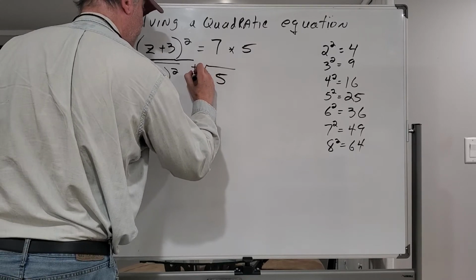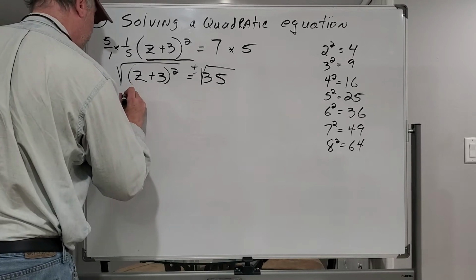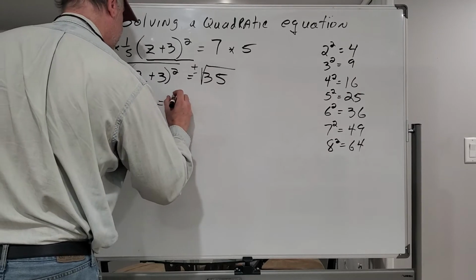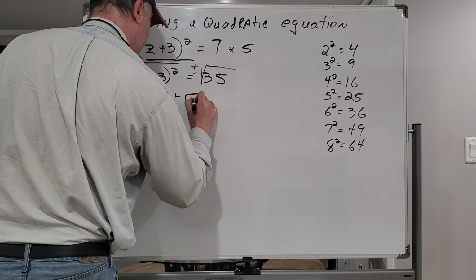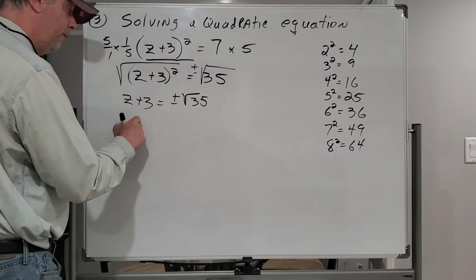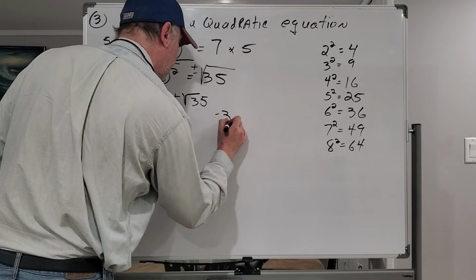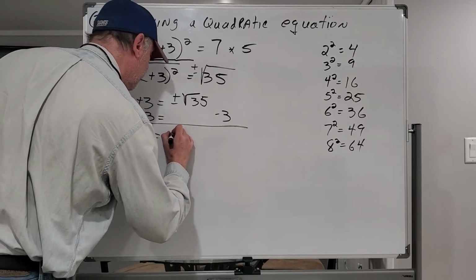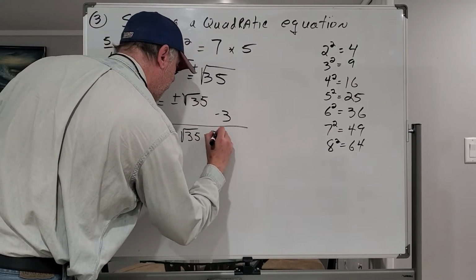Once we take the square root of both sides, and we have a variable, plus or minus. So now we're left with z plus 3 equals plus or minus square root of 35. Last step we're going to do, get rid of this 3. So we're going to subtract 3 from both sides and get z equals plus or minus square root of 35 minus 3.